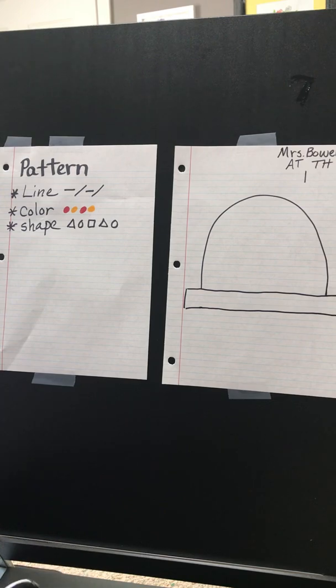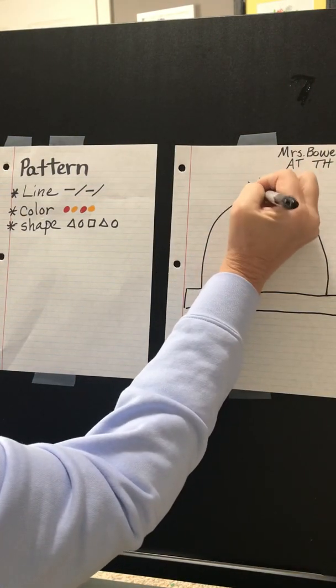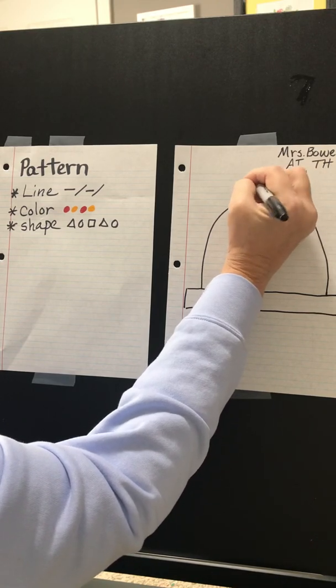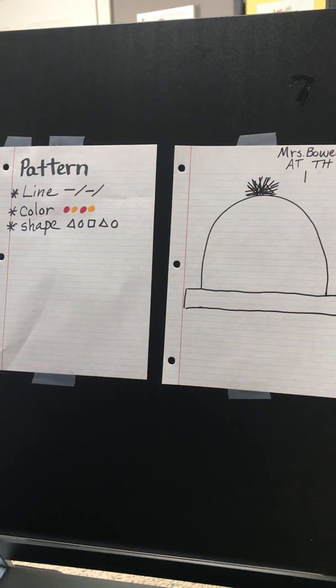Now, the style right now is to have the pom-pom on top. So let's go up here and let's just draw all kinds of X's and O's. Put a bunch of lines in there to make us a pom-pom on top. Remember, if I'm going too fast, you just pause the video, back it up, rewind it, do what you need to do.